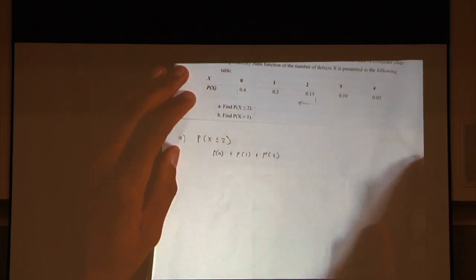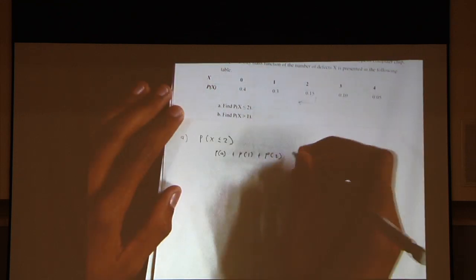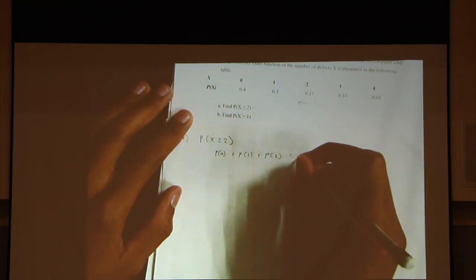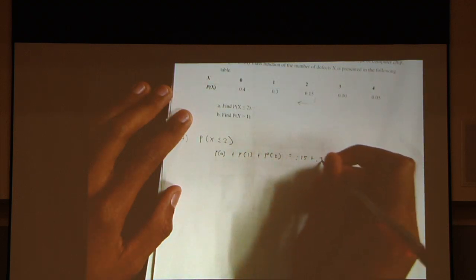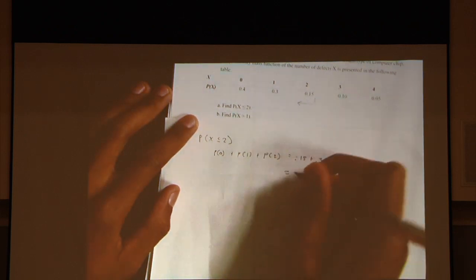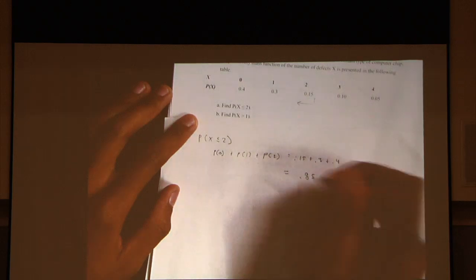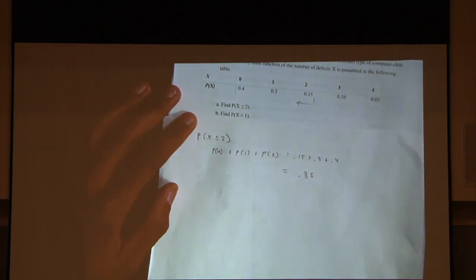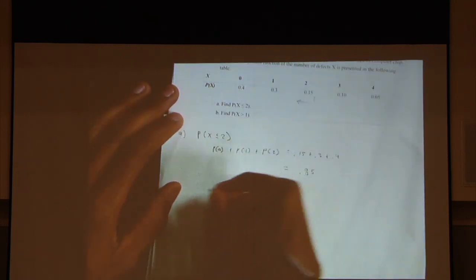It matters when it says including 2, because it's a discrete probability mass function. So from this, we'll have 0.15 plus 0.3 plus 0.4, which ends up being 0.85. Simple enough. If you guys can refresh your memories.